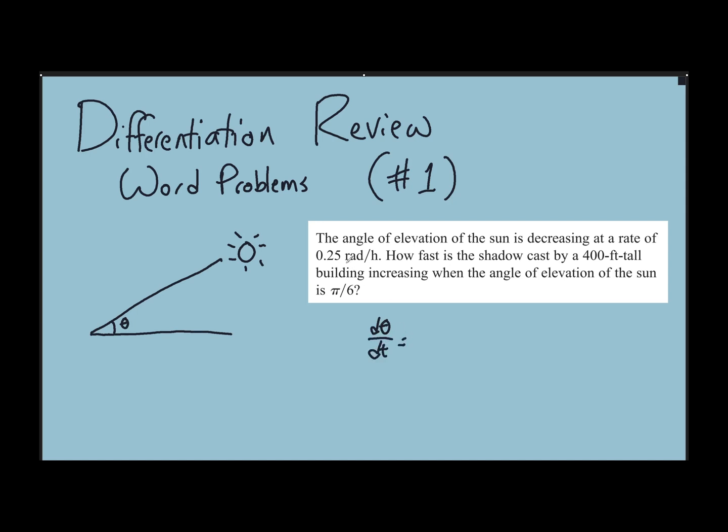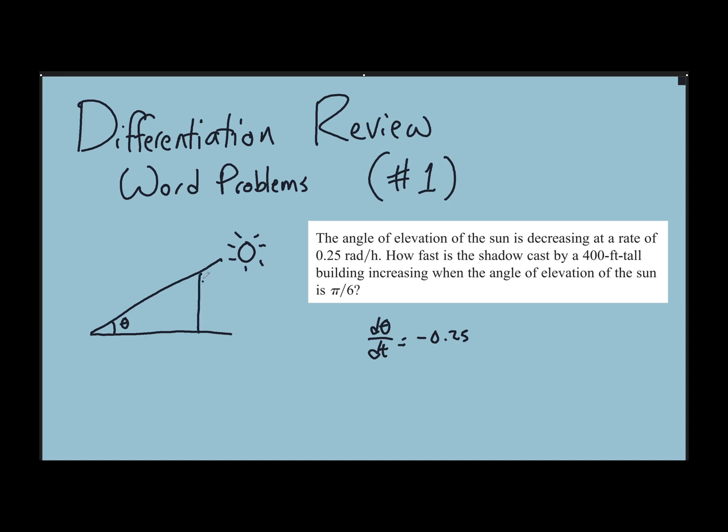How do I know that? Because it's radians per hour. That's a theta and a time. So it's theta per time, equals 0.25. We should say negative 0.25 because the sun is descending and theta is usually going this direction. So we just need to keep the convention to make it accurate, but probably won't be a problem. Radians per hour. And they say, how fast is the shadow cast by a 400-foot tall building?